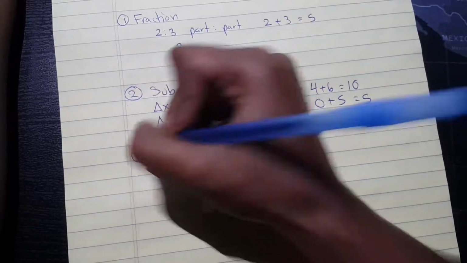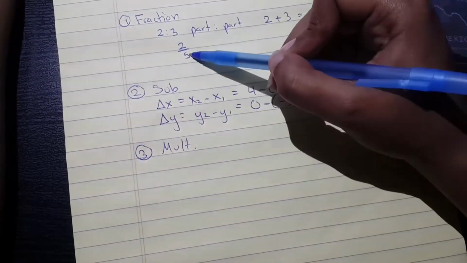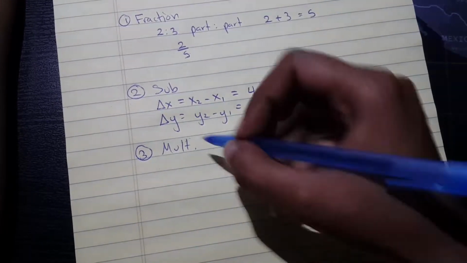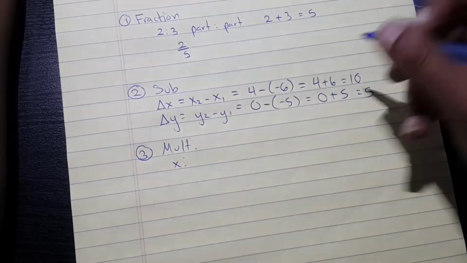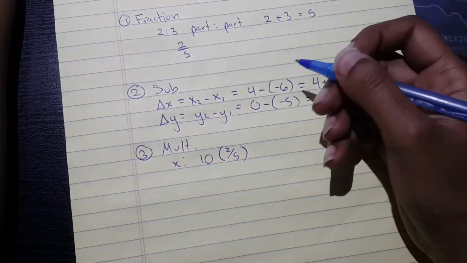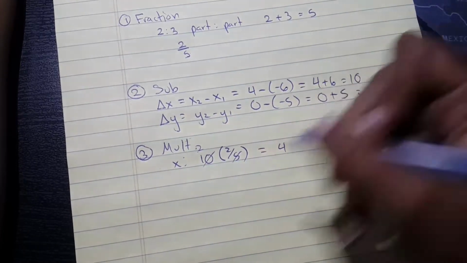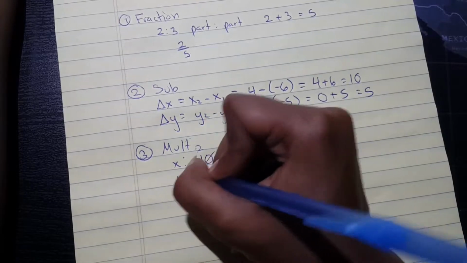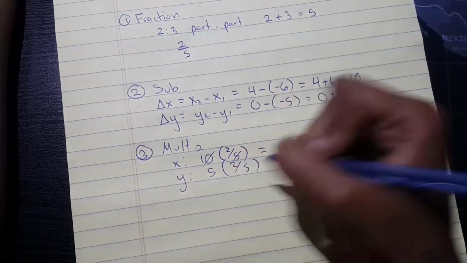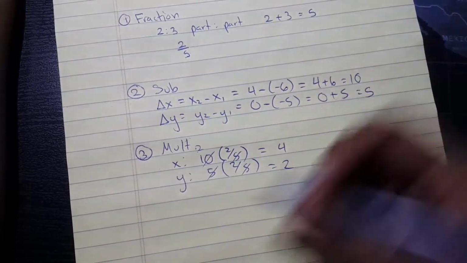Now you're going to go to number 3, which is the multiplication. This is where you take the fraction from the first part and multiply it with the values of the second part. So you're going to do the one for x, so it's going to be 10 times 2/5. Okay, 5 divides into 10 twice, 2 times 2 is 4, that's right here. Then it's going to be y, it's going to be 5 times 2/5. 5 divided into 5 once, 1 times 2 is just 2.